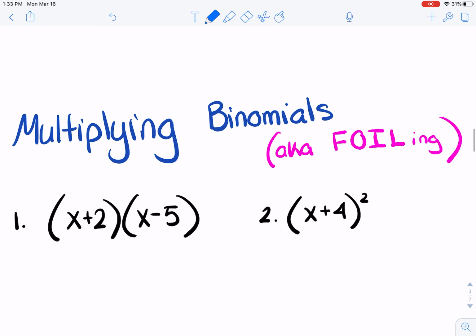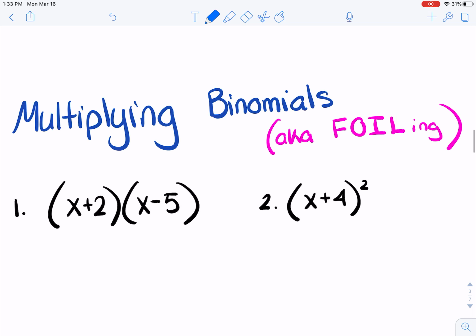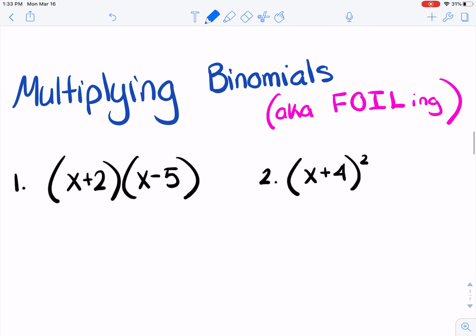All right, this is something you may, I don't know if it's going to be a good memory or a bad memory, but in middle school you did something called foiling. It's when you multiply 2 binomials. The letters in FOIL, F-O-I-L: F stands for first, O stands for outer, I stands for inner, L stands for last. When you go to multiply first, outer, inner, last, that is the process called foiling. I don't really care whether or not you know what each letter is. I just want you to be able to actually multiply the 2 binomials.